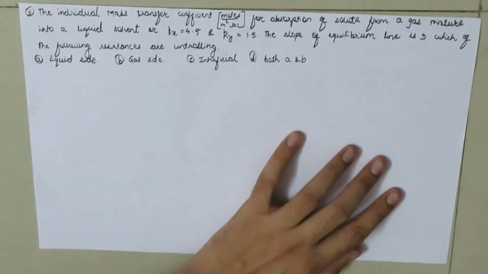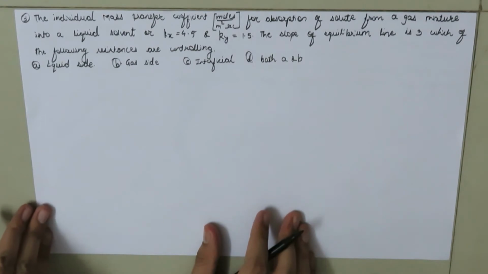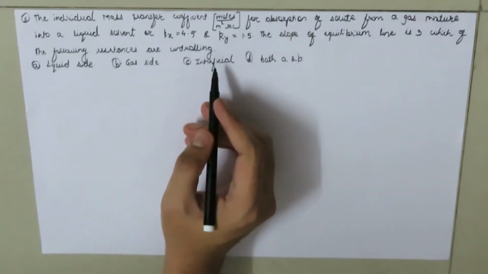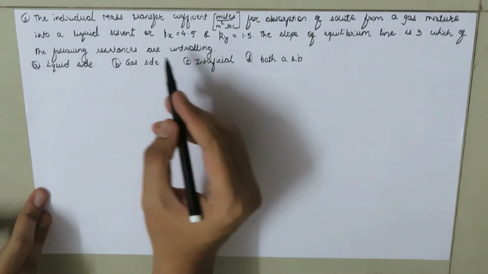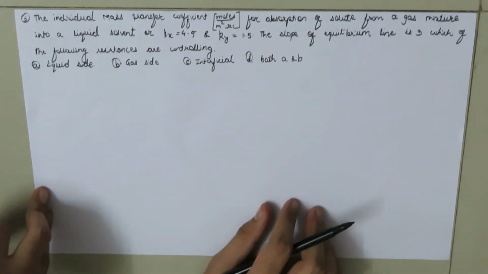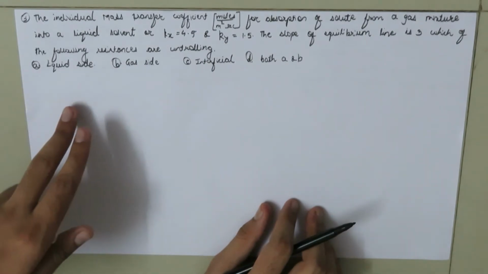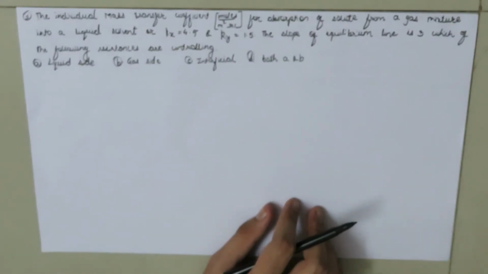Let's take another example. Okay, so here we have a question. The individual mass transfer coefficients in moles per meter square second for absorption of the solute from a gas mixture into a liquid solvent are small kx equal to 4.5 and small ky equal to 1.5. The slope of an equilibrium line is 3. Which of the following is controlling? A. Liquid side. B. Gas side. C. Interfacial. And D. Both A and B.